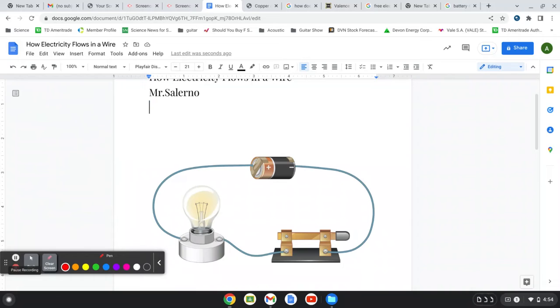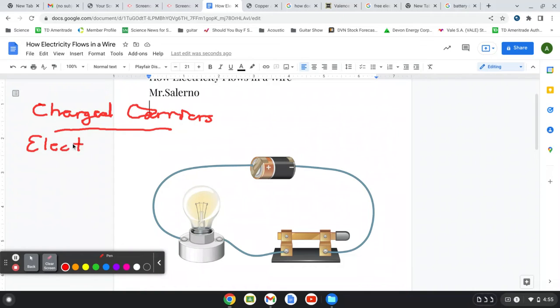Okay, so first of all, what is electricity? So we're talking about, again, electricity in a wire. So we have charged carriers. And the types of charge carriers there are: we have electrons, which we're talking about today. Electrons, and they're negative, right? They have a negative charge.